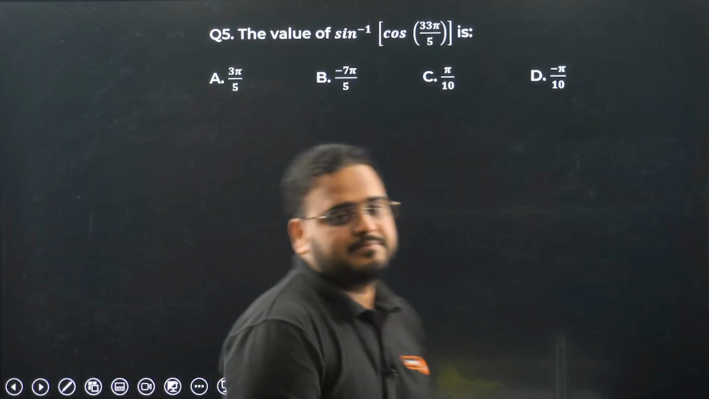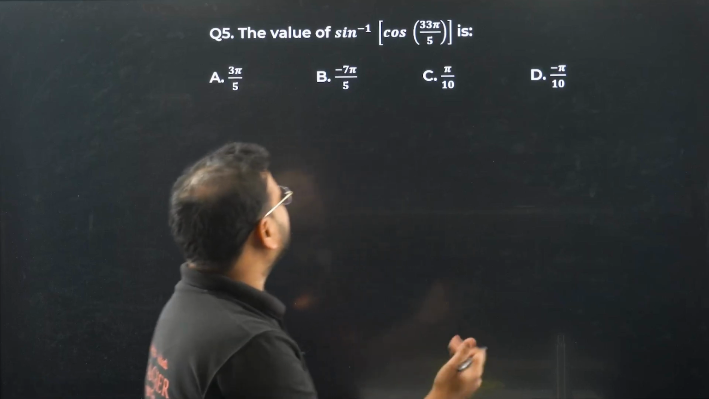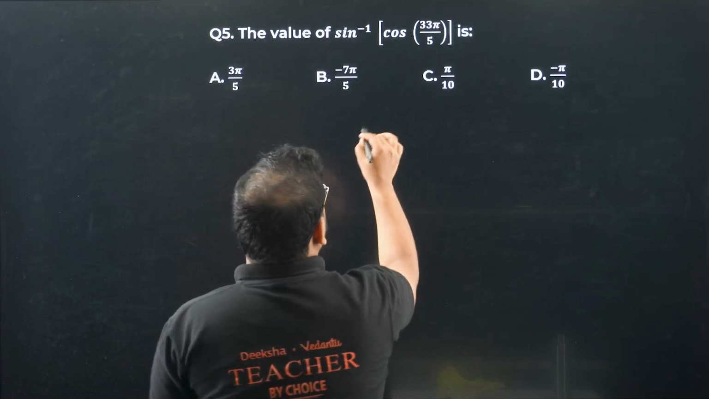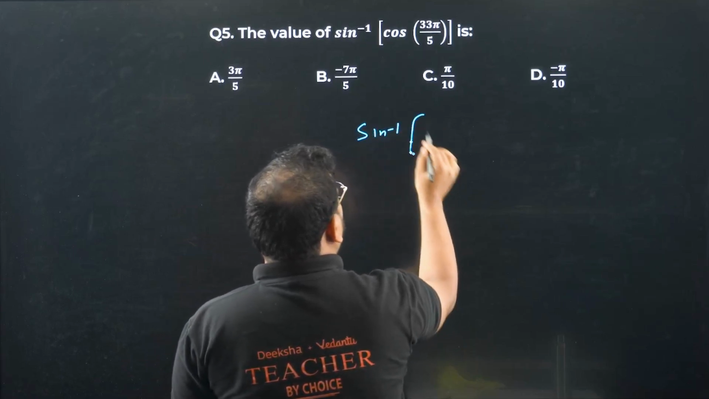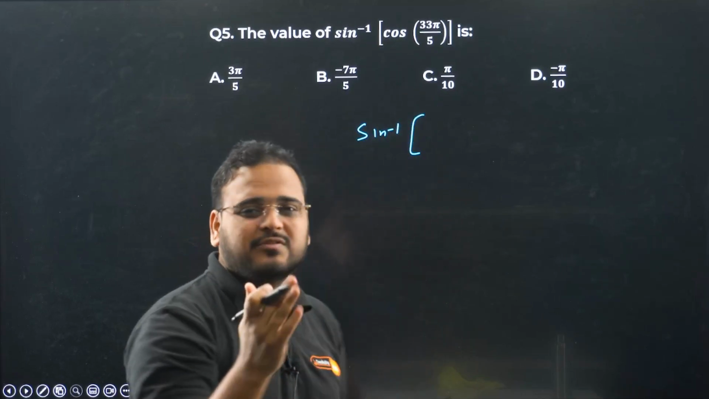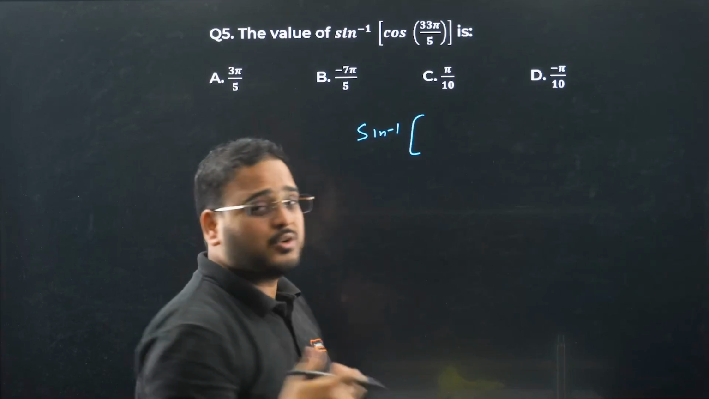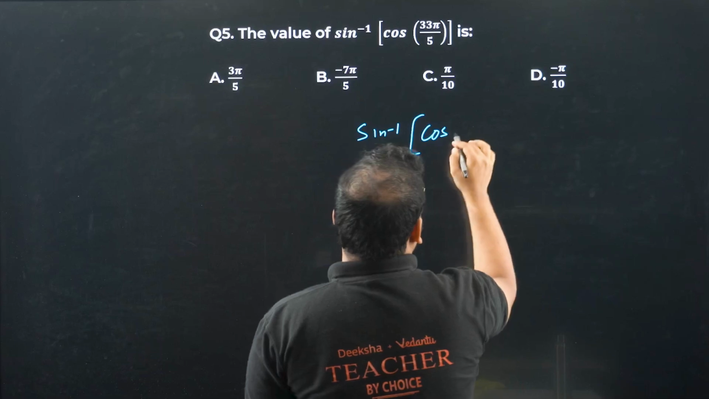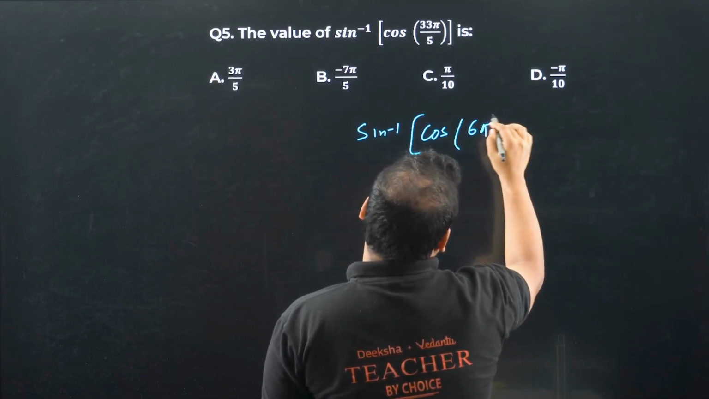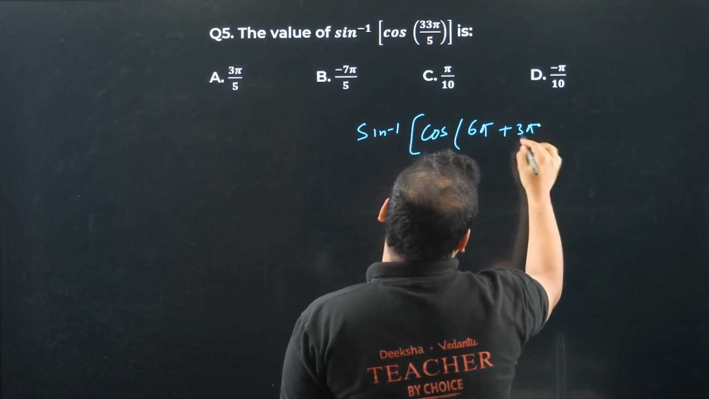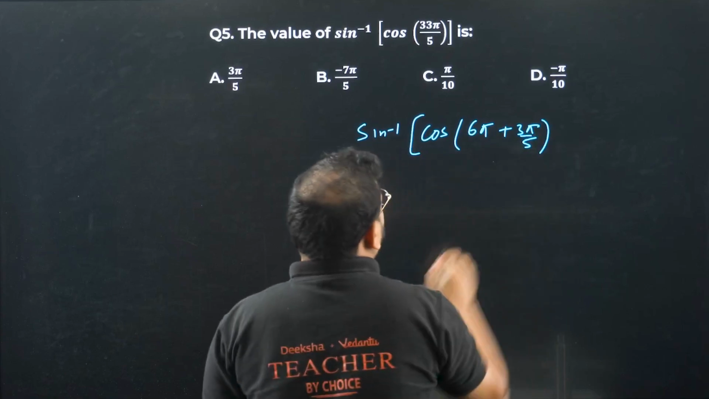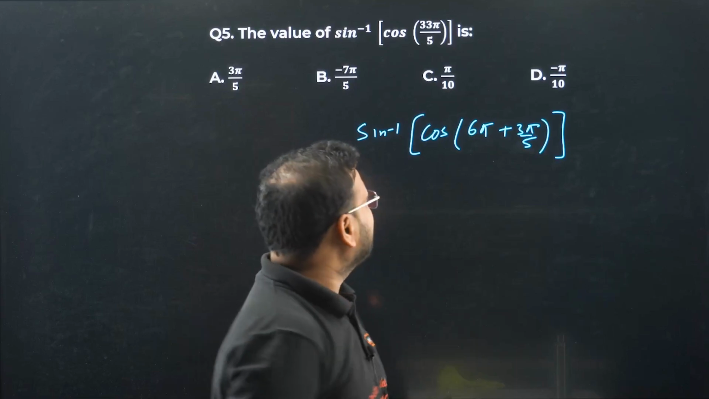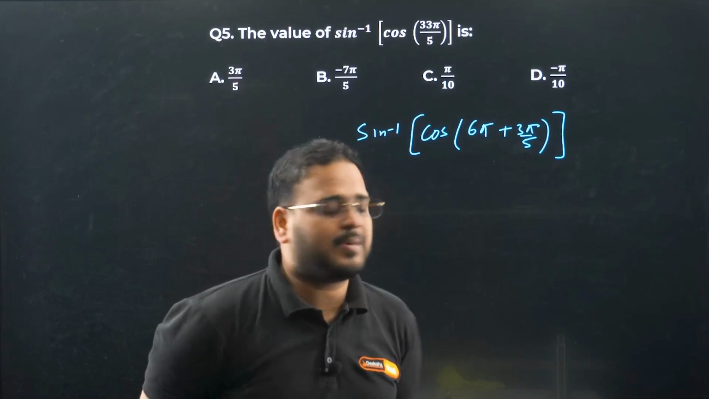Now question number 5. Okay, it's a good question, but similar kind. 33 pi by 5. How do you break it? Sine inverse we have. I want sine, of course, because sine inverse on cos will be, of course, nothing. I have to make cos into sine. That's the challenge. First, let's write in simplified manner. 6 pi I can do plus 3 pi by 5. Correct now? 6 into 5 is 30. 30 pi plus 3 pi is 33 pi by 5.